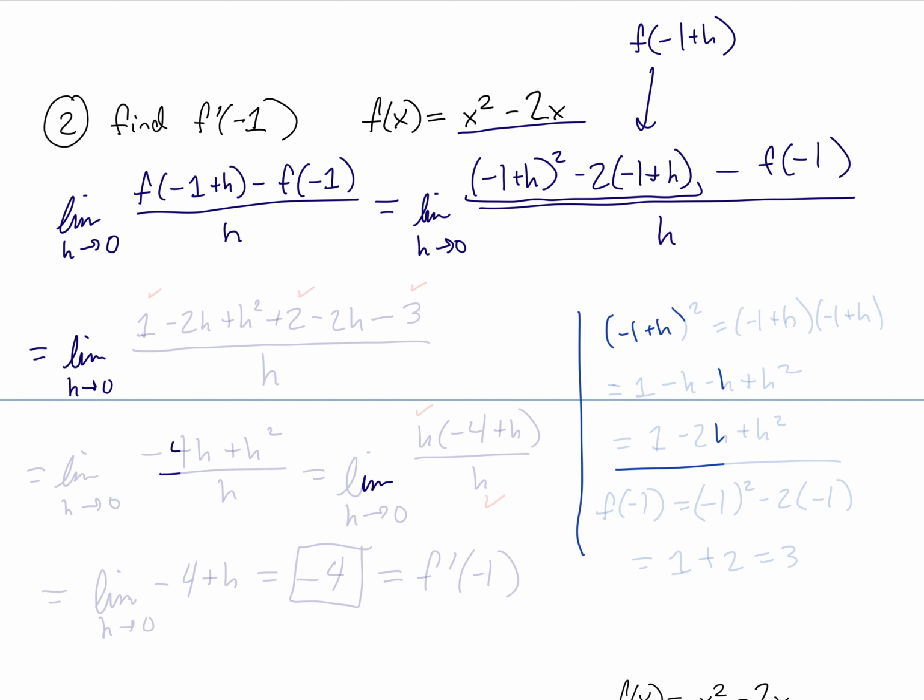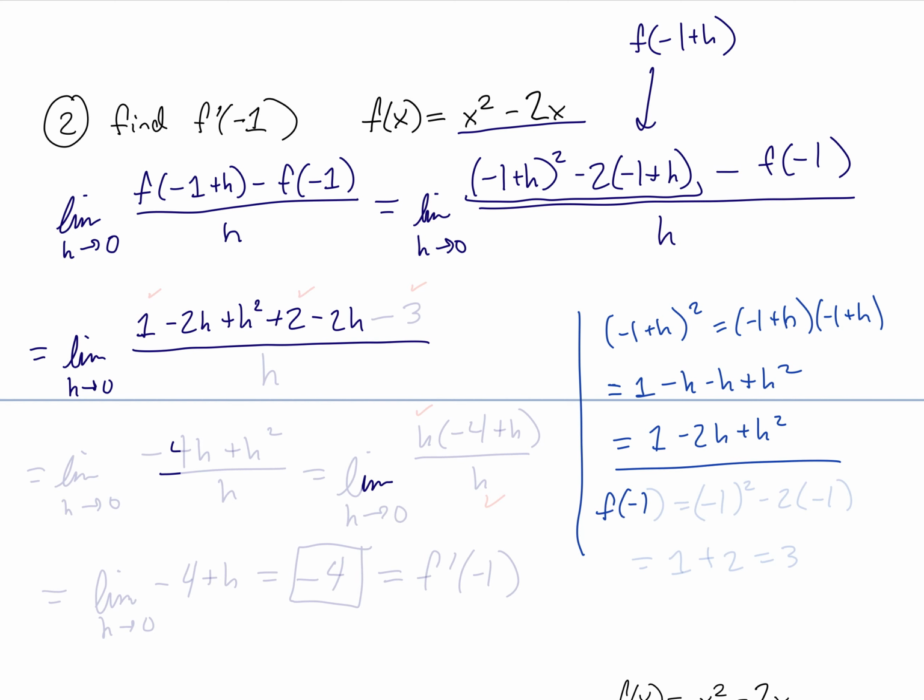Negative 1 plus h squared is negative 1 plus h times negative 1 plus h, and that's equal to negative 1 times itself, which is positive 1, minus h, minus h, plus h squared. So that's 1 minus 2h plus h squared. That's the first term: negative 1 plus h squared is 1 minus 2h plus h squared. Now our second term, we've got negative 2 times negative 1 plus h. So negative 2 times negative 1 is positive 2, minus 2h. And then we've also got f of negative 1.